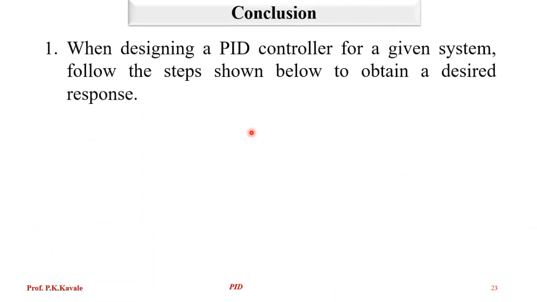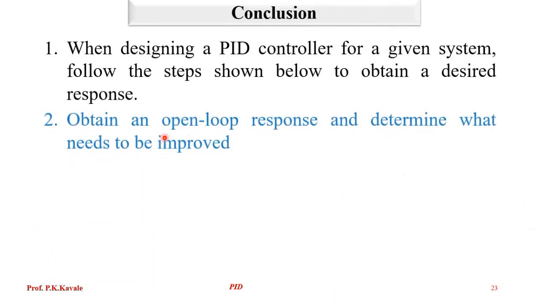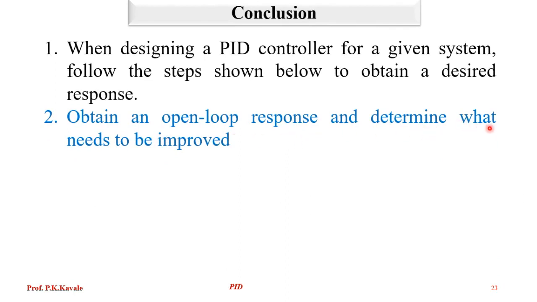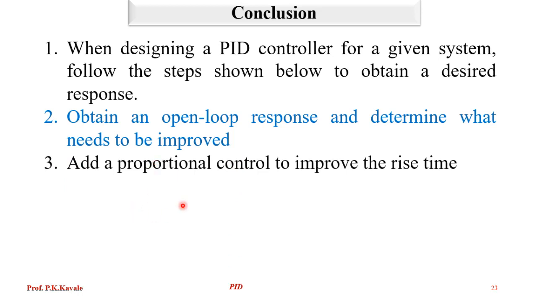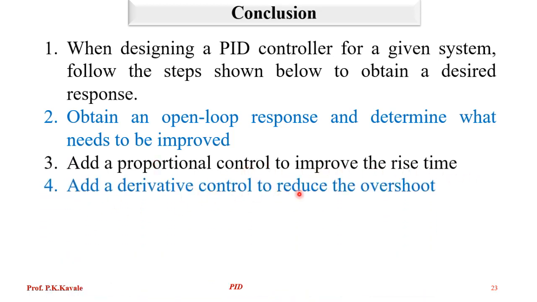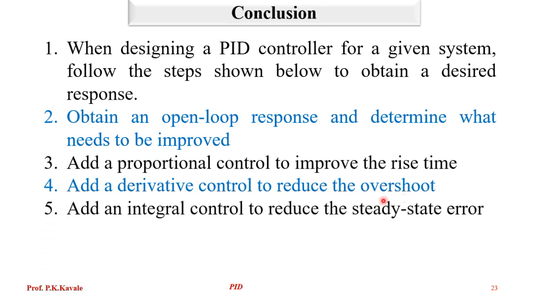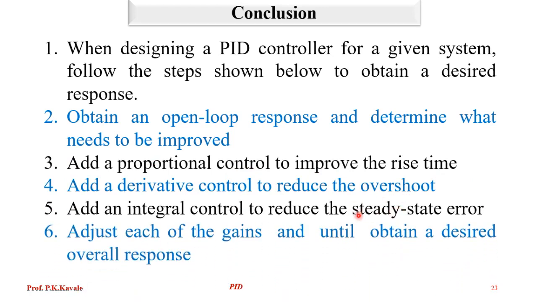So what is the conclusion? Obtain an open loop response and determine what needs to be improved. Add proportional control to improve the rise time. Add derivative control to reduce the overshoot. Add integral control to reduce the steady state error. Adjust each of the gains until you obtain the desired overall response.